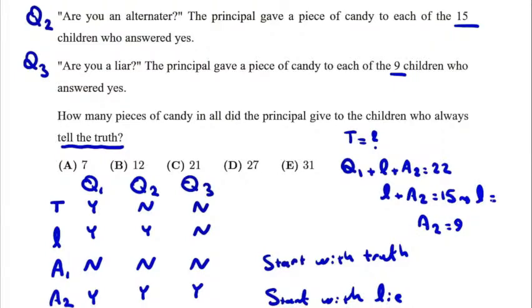So because A2 is 9, L will be 6. Because L is 6 and A2 is 9, 6 plus 9 is 15. Q1 will be 7. Okay? Now that we find... Oh, sorry. Why I said here Q1? I meant T. Okay, so here L plus A2 is 15. You conclude that T is 7. So you want to find T, what is it? The answer is A, which is 7.